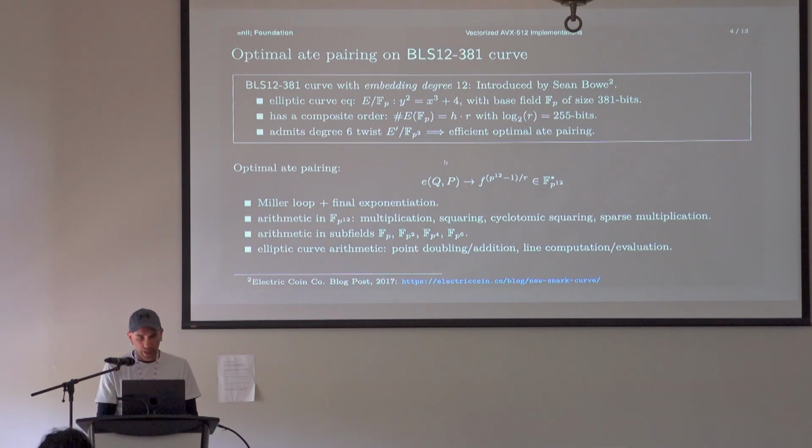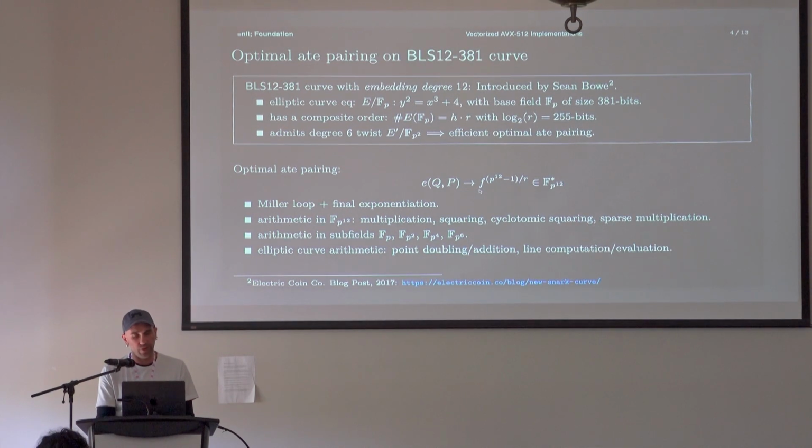When it comes to the optimal ate pairing, how does it work? Basically, the optimal ate pairing takes as input two points, Q and P. The first point, Q, is defined over Fp squared, while the second point, P, is defined over Fp, the base field. And the optimal ate pairing is executed in two steps. The first step is the Miller loop, which computes this Miller function f. And then the second step is to raise this Miller function to the exponent (p^12 - 1)/r. This is called the final exponentiation.